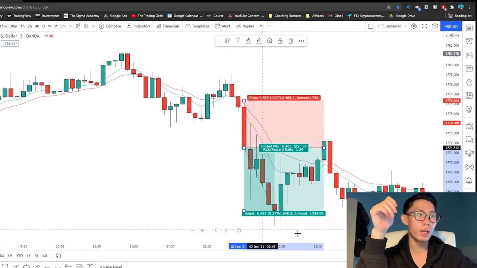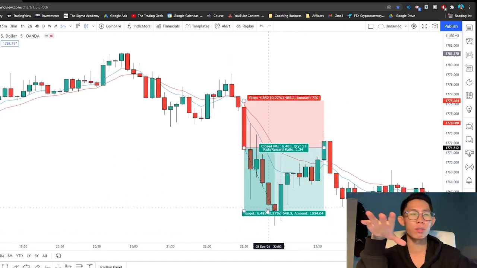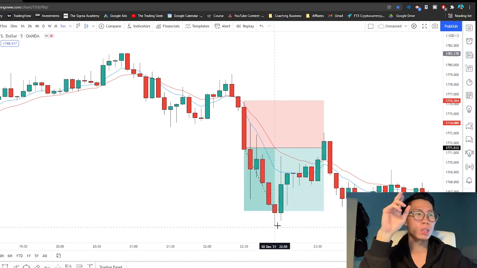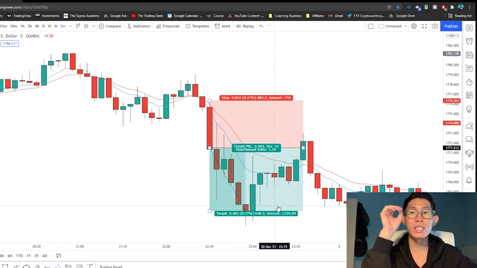So you pretty much could have just ridden this move all the way down here. And then once price did this huge green candlestick, right, just get out of the trade. Alright, just get out when you see price is reversing. So this is another 60 pips. As simple as that, guys.